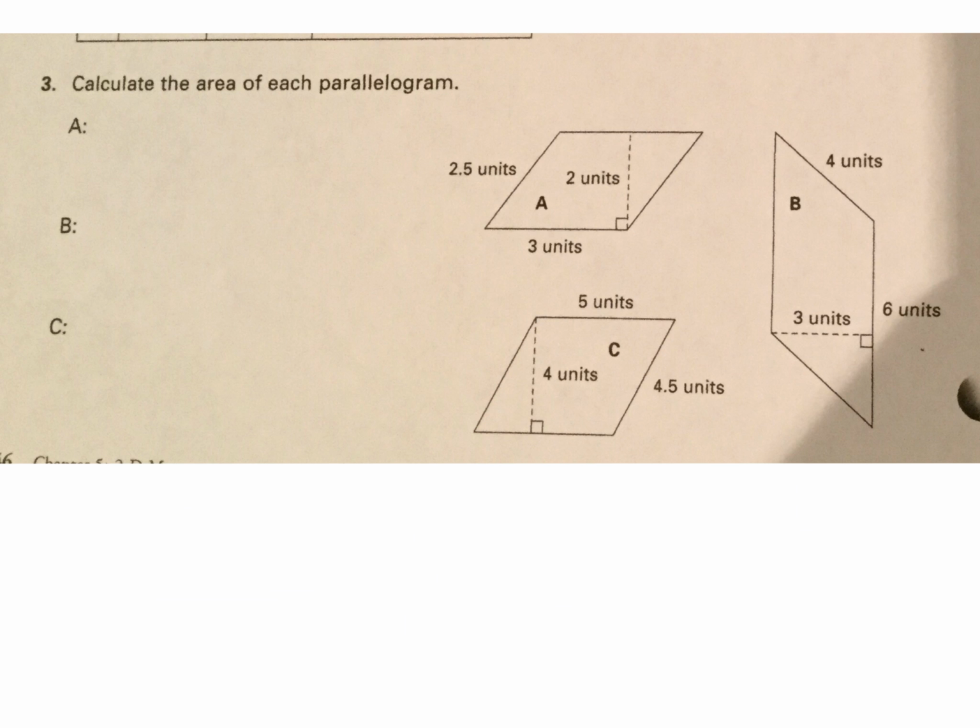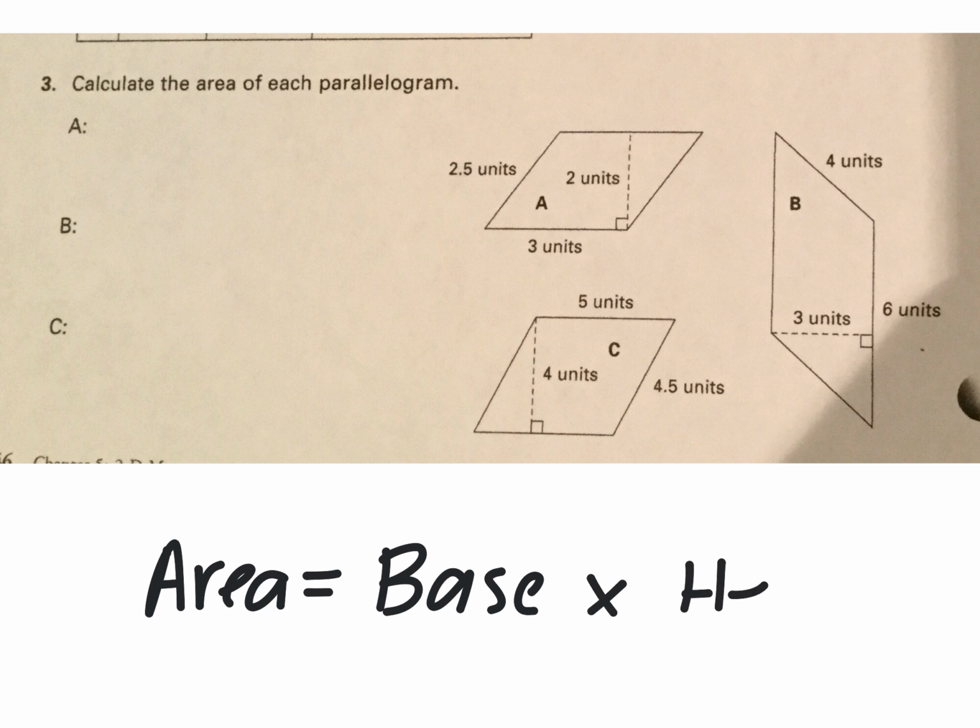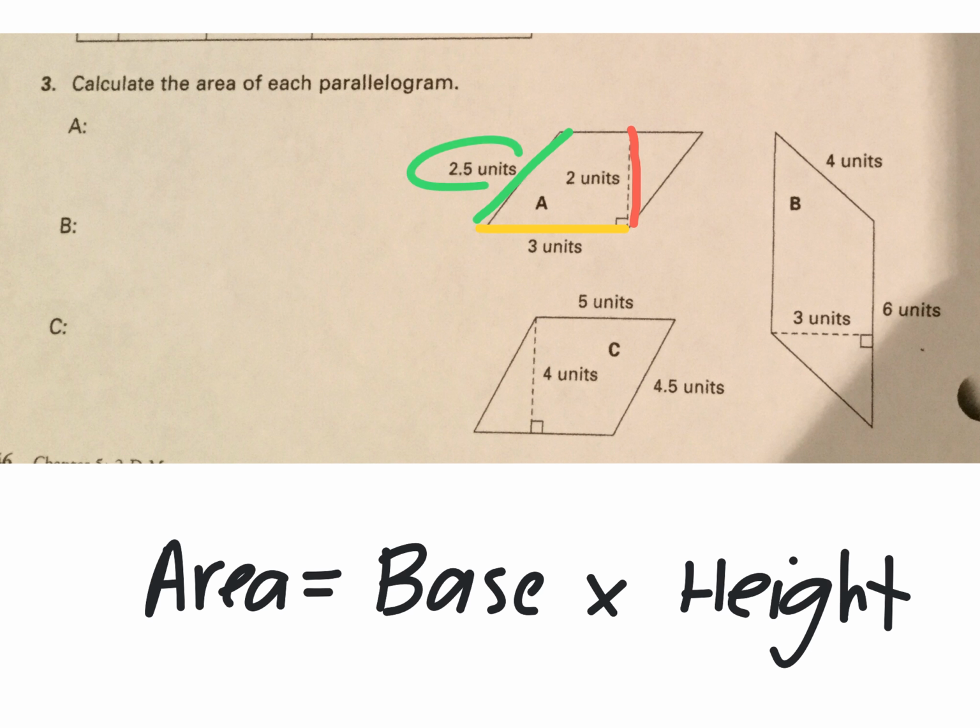It says calculate the area of each parallelogram. Do you remember how to calculate the area of a parallelogram? Area is equal to what? Base times height. Now here they've given you the length of the sides. This side is 3 units and this side is 3 units, and this is the height. Do you need this information in this question? No. You need the base and you need the height. Remember, the height is the distance from the bottom to the top, and it has to form a 90-degree angle.